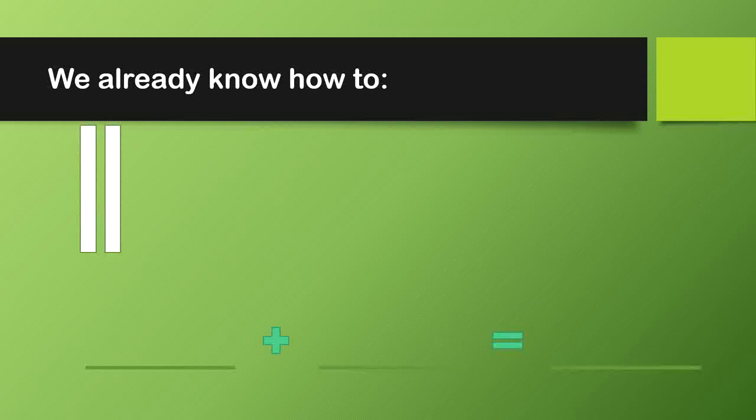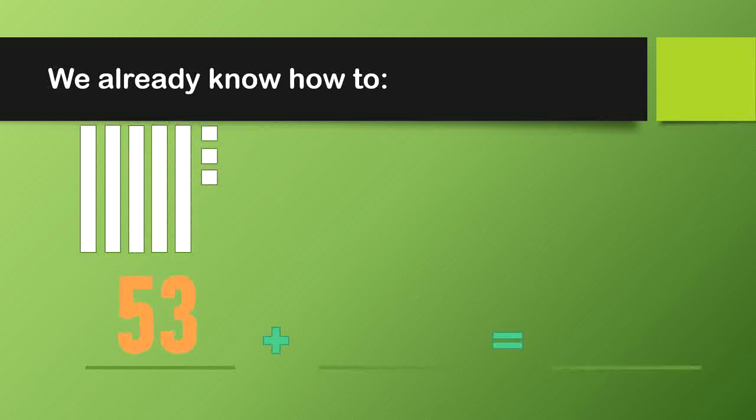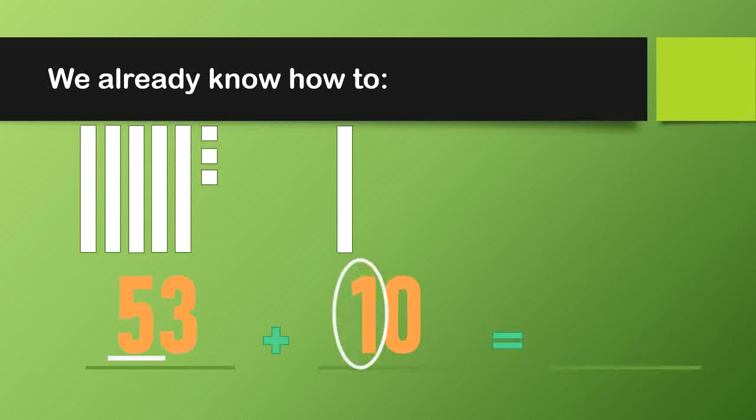10, 20, 30, 40, 50, 1, 2, 3. 53 plus 10. 53 plus 10 equals, let's think about this. Let's look at just the tens place. 5 tens, 1 ten. What is 5 tens plus 1 ten going to be? It's going to be 6 tens, like in 63.